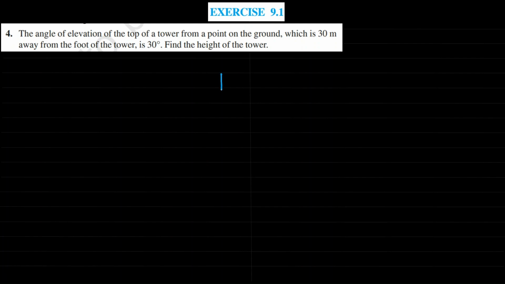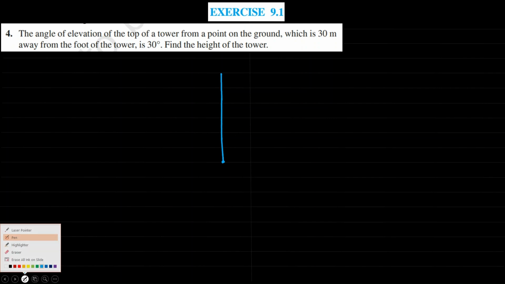The angle of elevation of the top of the tower to the point on the ground, which is 30 meters away from the foot of the tower, is 30 degrees. Find the height of the tower. So let me start by drawing a tower this way, right? And what is given? Angle of elevation of the top of the tower from the point on the ground.